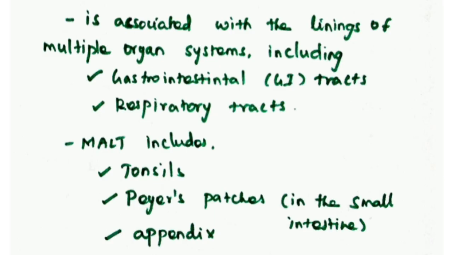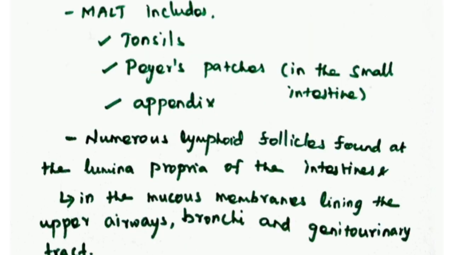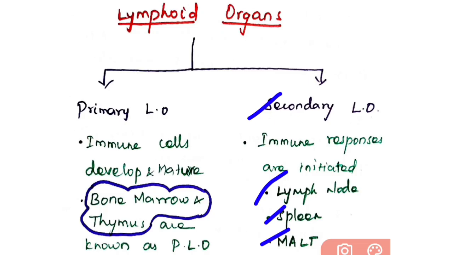Okay, this MALT includes tonsils, Peyer's patches in the small intestine and the appendix, as well as the numerous lymphoid follicles within the lamina propria of the intestine, and then the mucous membranes lining the upper airways, bronchi and genitourinary tract. So this MALT, mucosa-associated lymphoid tissue, is associated with multiple organ systems.